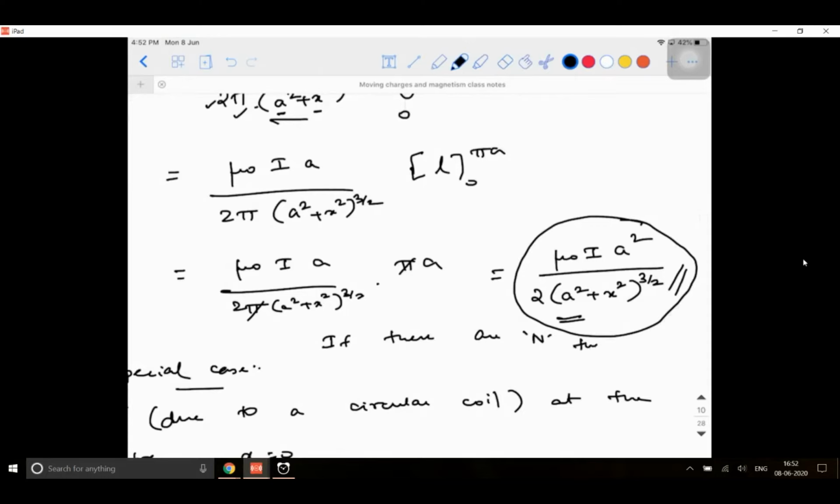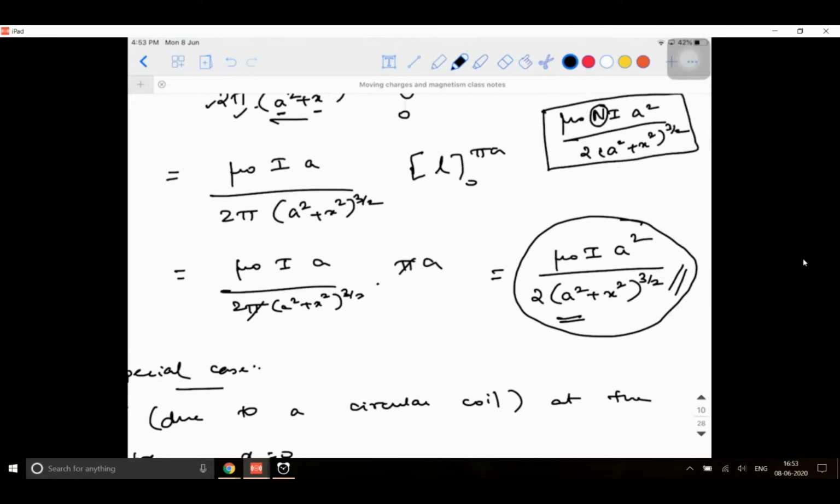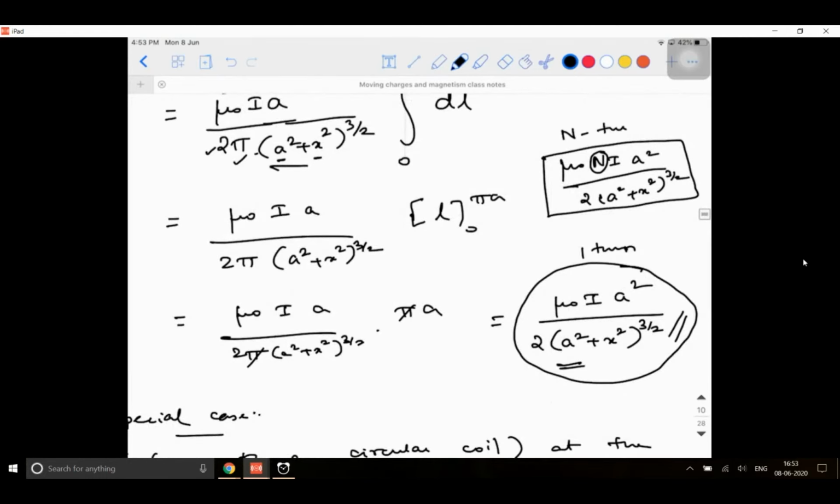If there are N turns, then the magnetic field at the center will be equal to, then what manipulation will happen to the formula? If there are N turns, then what would have happened? The whole expression should be multiplied with a capital N. That's it. Then the answer would be, let me make a note of it, mu naught N I a square divided by 2 into (a square plus x square) the whole power 3 by 2. This N will be an extra term. That's it. This is for one turn and this is for N turns.